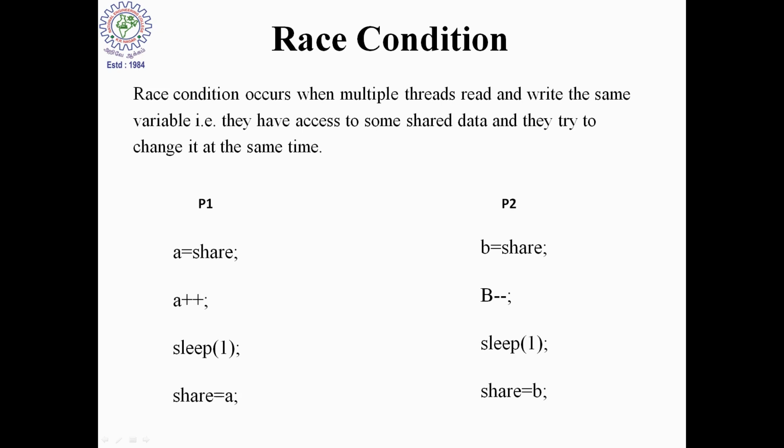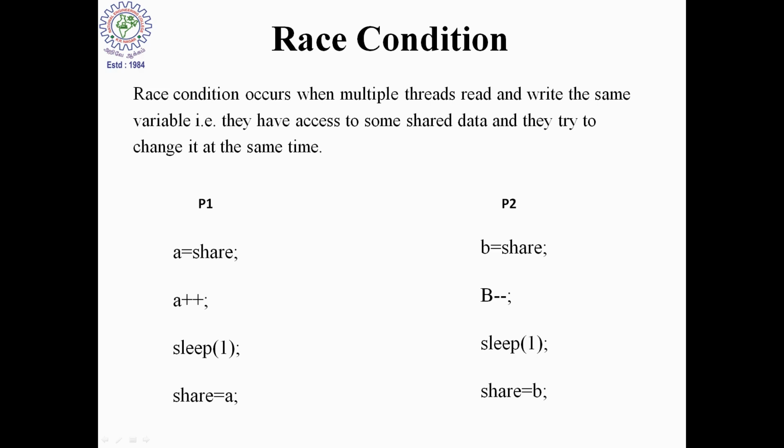So now there will be a context switching from P1 to P2. After execution of the sleep command, the system will be shifted to the process P2, and the CPU will take hold of the process P2, where it initializes the value of share, which is nothing but 5, because that was the initial value. So the value 5 will be allocated to B, and here we are decrementing the value of B.